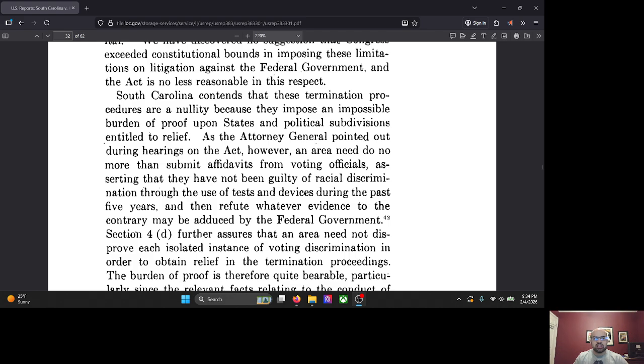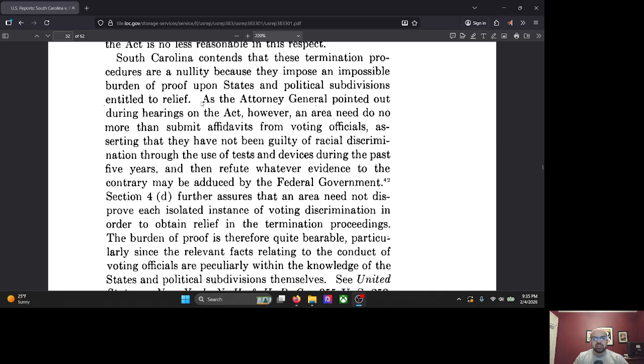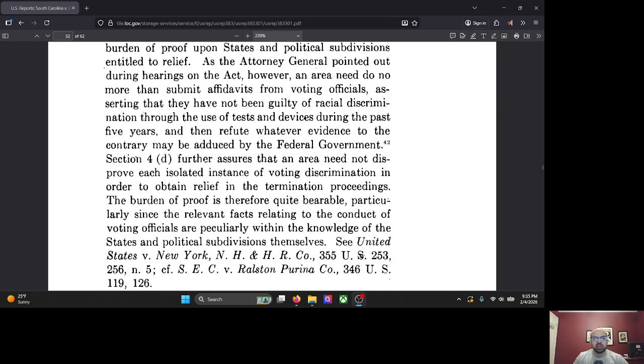South Carolina contends that these termination procedures are a nullity because they impose an impossible burden of proof upon states and political subdivisions entitled to relief. As the Attorney General pointed out during hearings on the act, however, an area need do no more than submit affidavits from voting officials asserting that they have not been guilty of racial discrimination through the use of tests and devices during the past 5 years, and then refute whatever evidence to the contrary may be adduced by the federal government.